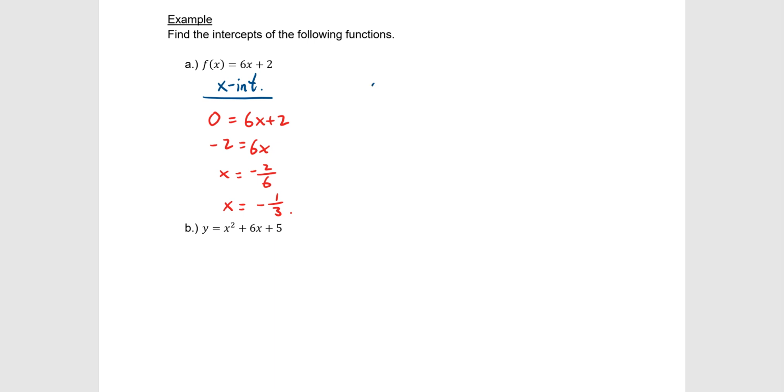And now let's find the y-intercept. Finding the y-intercept, we let x equal 0. So that's going to be 6 times 0 plus 2. Notice I just changed f of x to y here. And that's going to be y equals 2. So 2 is the y-intercept, which we should have known because this is in y equals mx plus b form. B is 2, which is always our y-intercept.